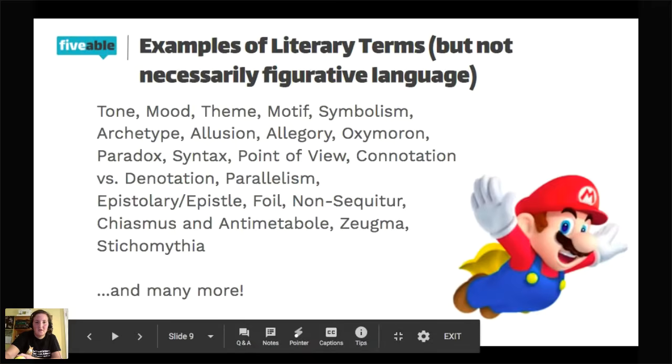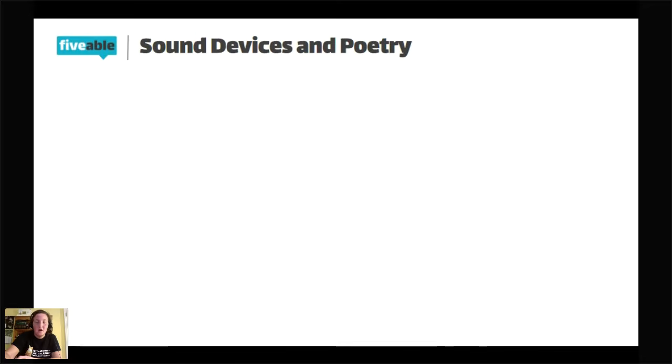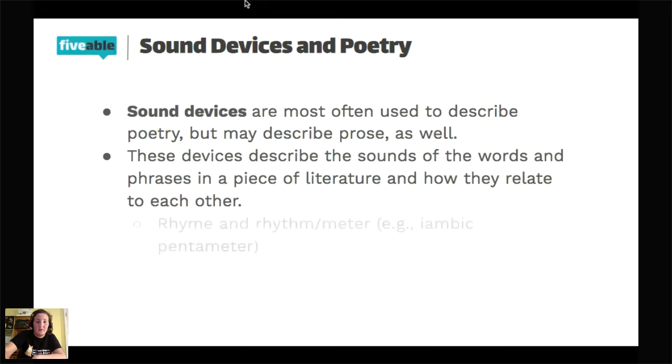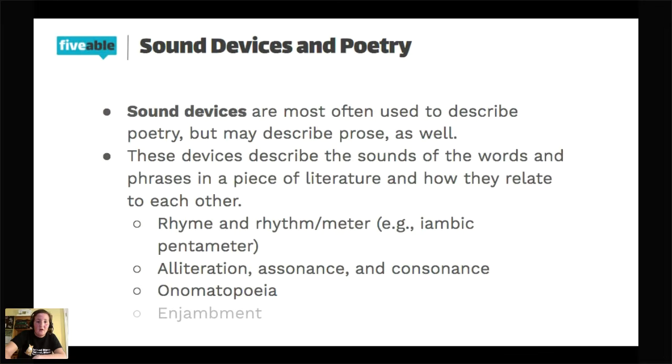Okay, so then sound devices in poetry. Sound devices are still types of literary devices. I just separate them because they're almost always used with poetry. It depends on what it is, because alliteration can obviously be used in prose, but they're most often used to describe poetry. These devices describe the sounds of words in a phrase in a piece of literature and how they relate to each other. So things like rhyme and rhythm or meter are sound devices.